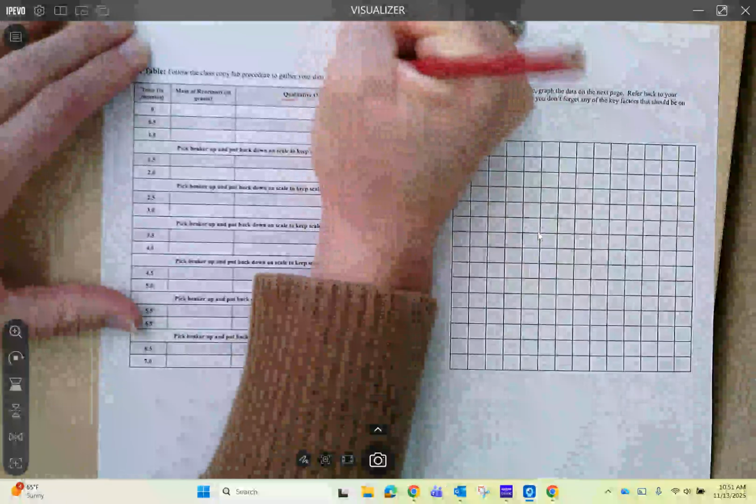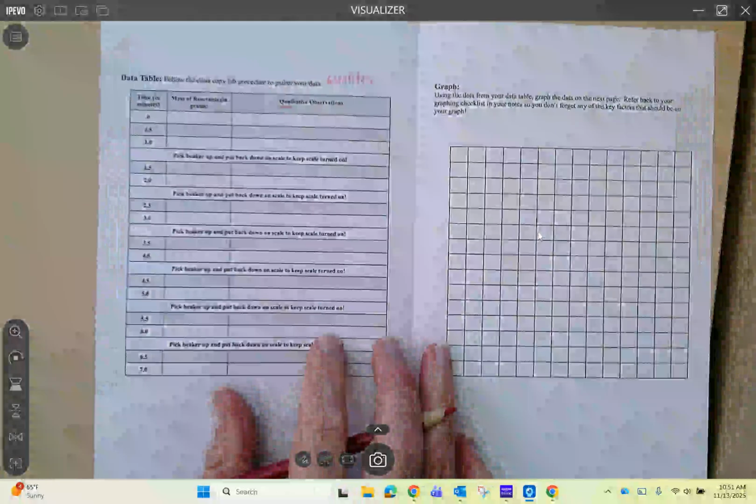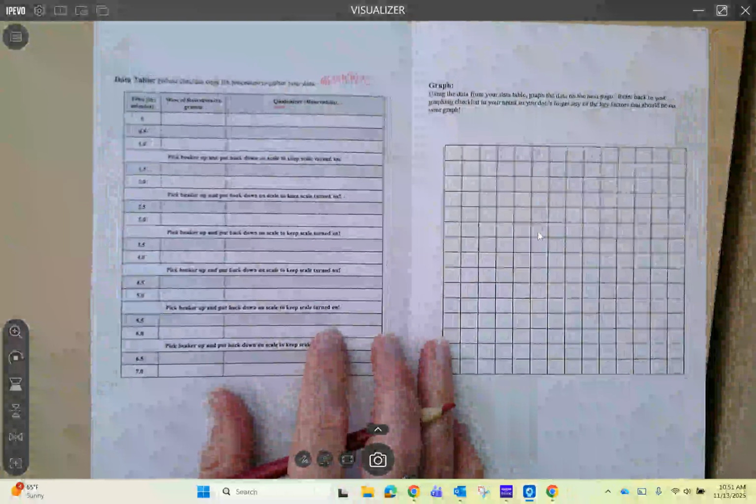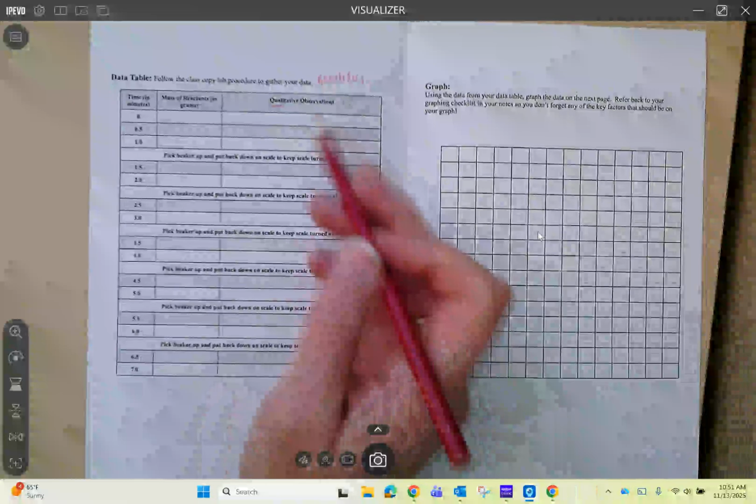Those are our qualities. So, describing qualities or characteristics that you notice. What does it look like? What do you hear? What do you see going on inside your beaker? That is what you are going to be describing over in this column.